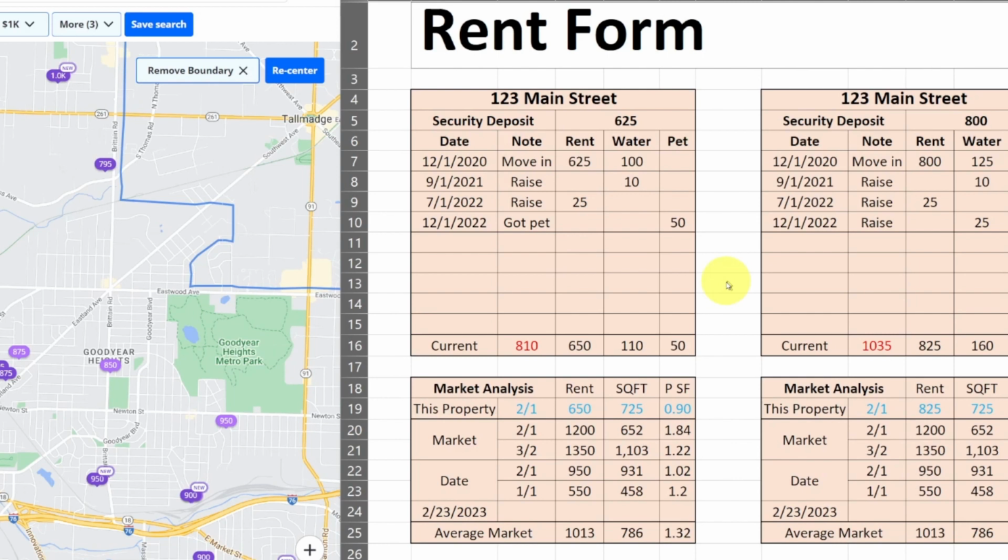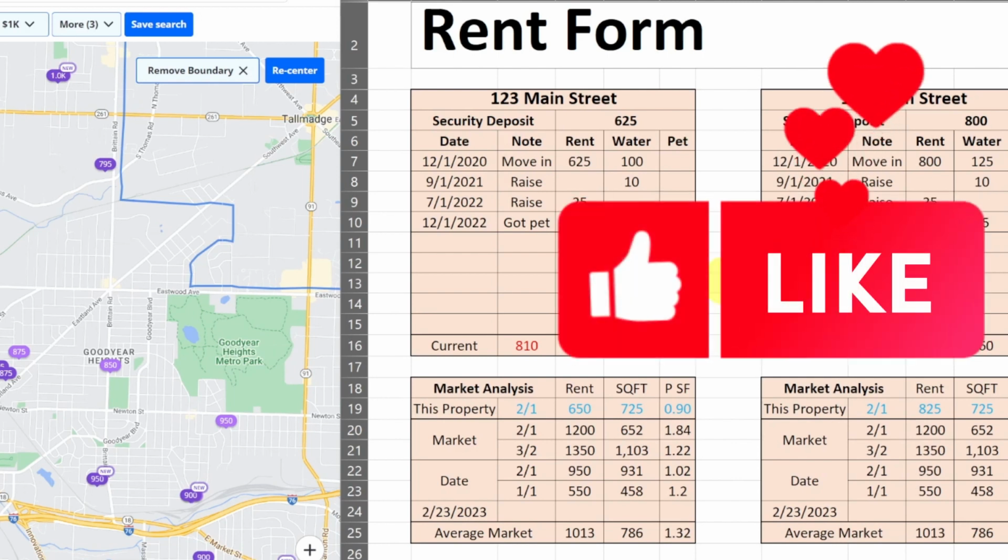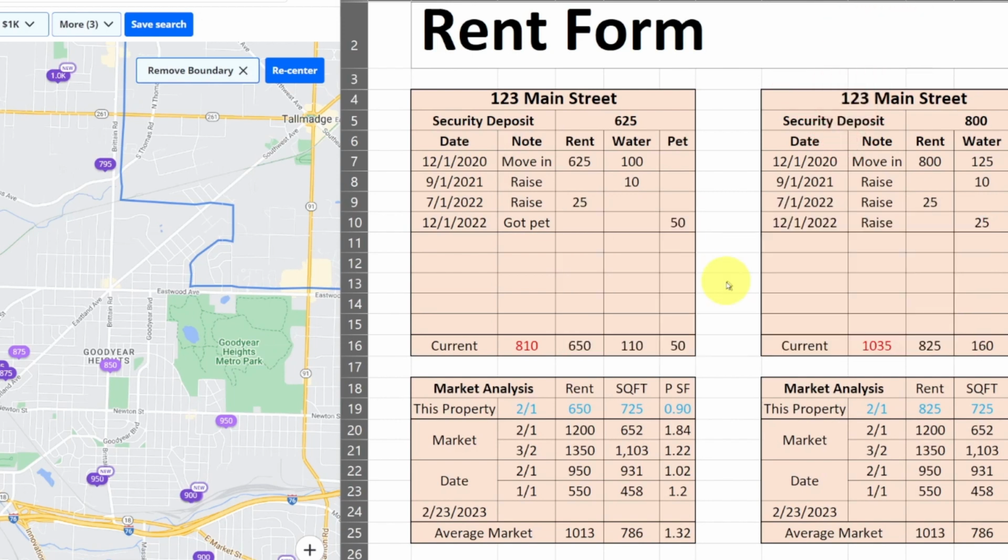Supplies and maintenance items are costing more and more. Contractors are charging more to do repairs. So from time to time, I do have to raise rents to cover these expenses. So we'll take an example here of this property on Main Street. The tenant moved in, the rent was $625 a month, and I put the security deposit up here as the same.